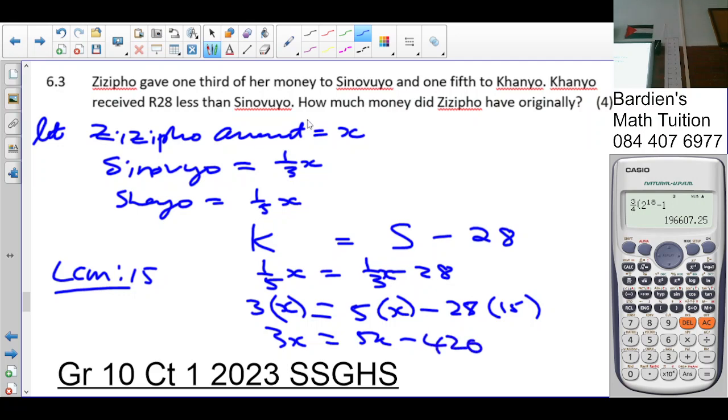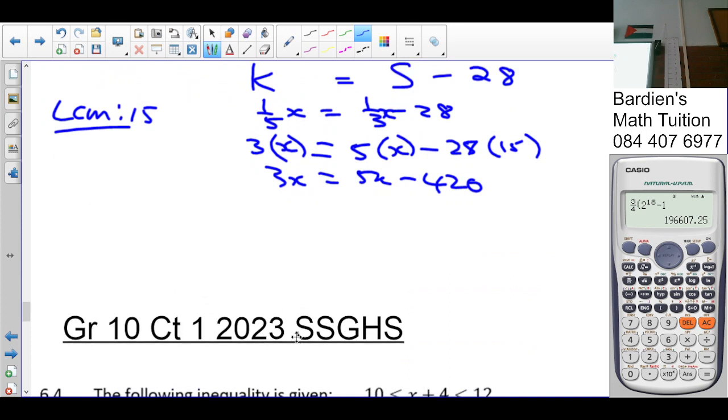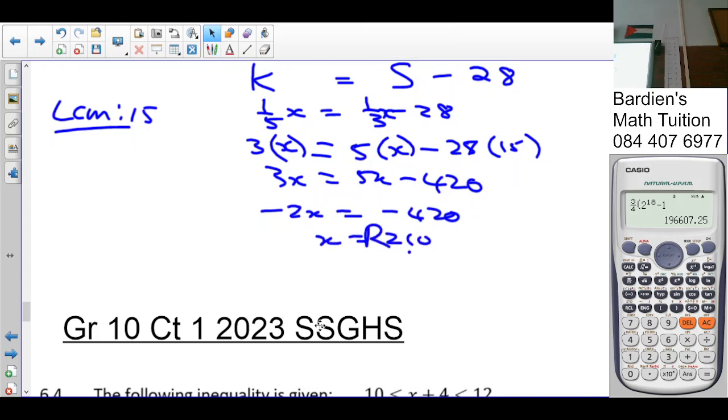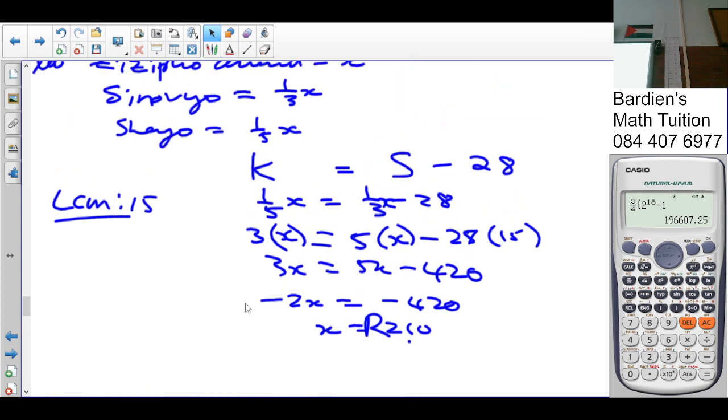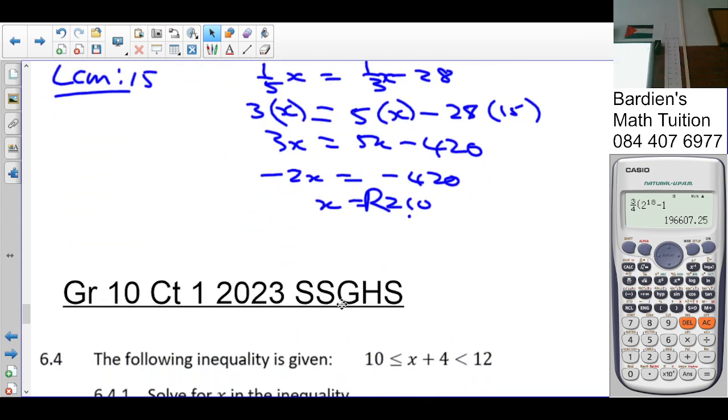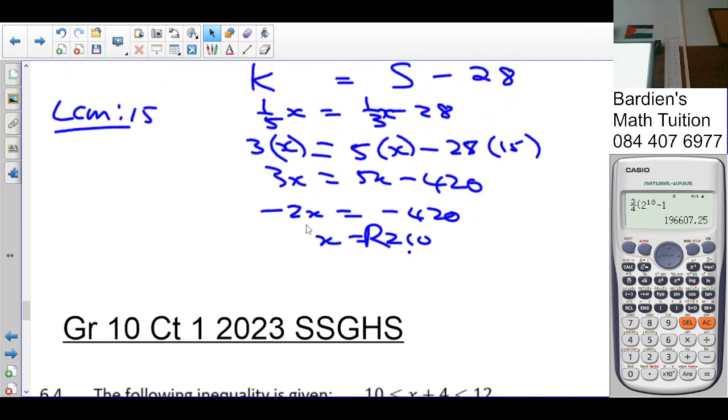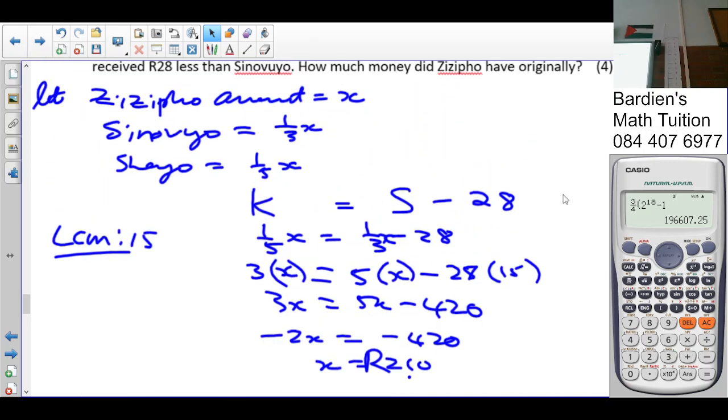Okay. So now this is a matter of solving for x. So negative 2x is equal to negative 420. So x is equal to 210. So the original amount that the first person had was 210. Okay, you guys understand? The catch is just here to set up this equation. Once you got this here, it becomes simple thereafter. Okay.